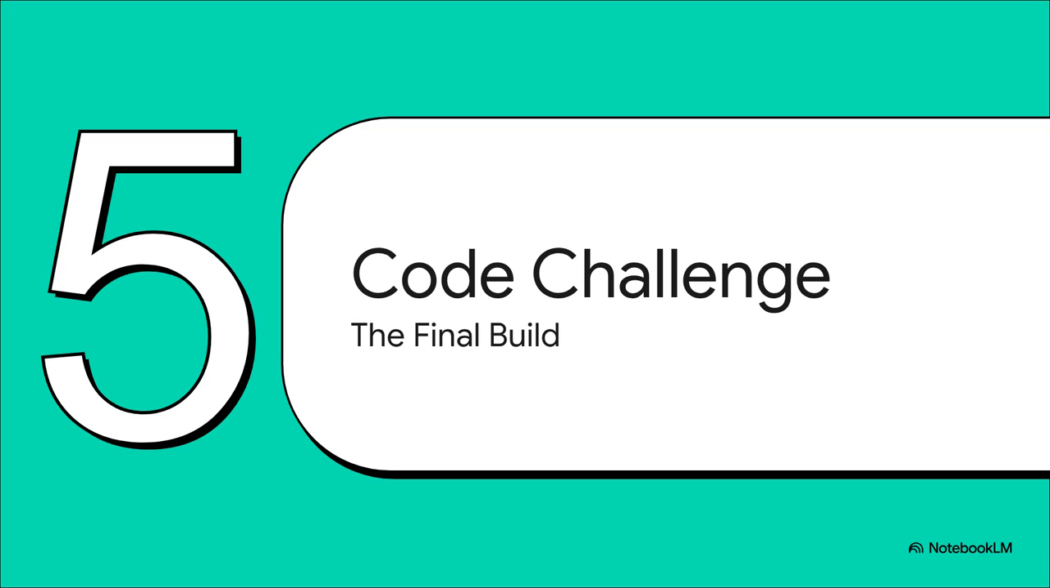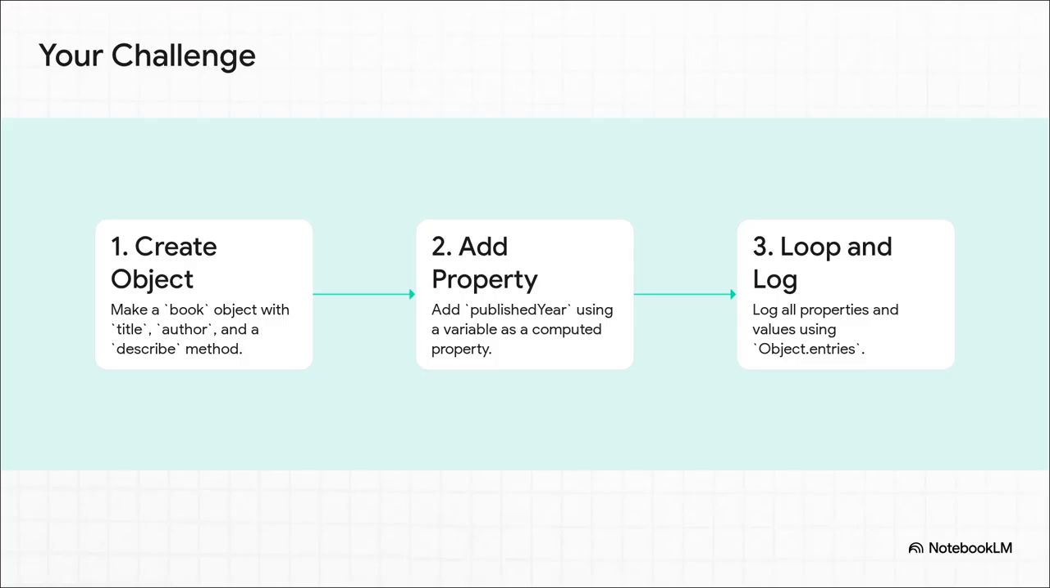Okay, you've seen the blueprint, you've got the modern tools, and you have the master keys. Now it's time to put it all together and do the final build. Let's put these new skills to the test with a quick challenge. So here's the task. First, create a book object. It needs a title, an author, and a describe method that returns a little string about the book. Next, I want you to add a published year property, but you have to do it dynamically using a variable. And finally, use Object.entries to log all of its key value pairs. Seriously, pause here and give it a try. The best way to make this stuff stick is to actually do it.